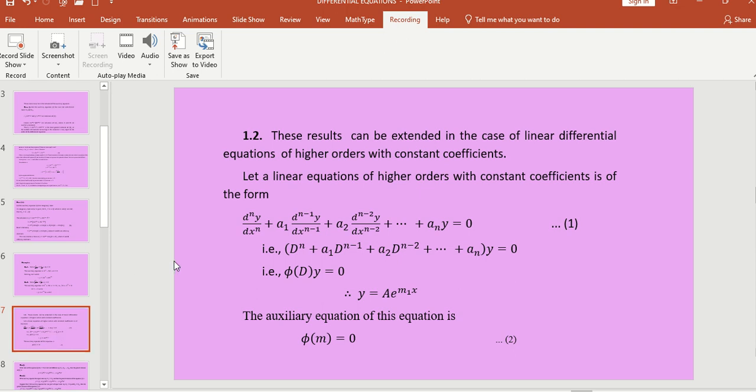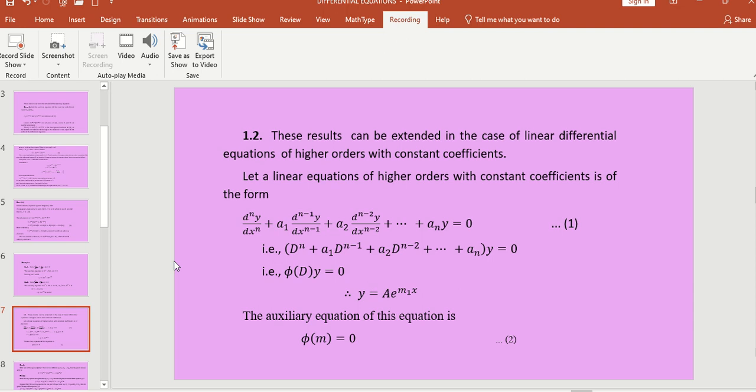Now we consider the next result, that is, these results can be extended to the case of linear differential equations of higher order with constant coefficients. In the last section we have seen up to the second order. Now we are going to see the higher order with constant coefficients. So the corresponding equation will be represented by equation 1.